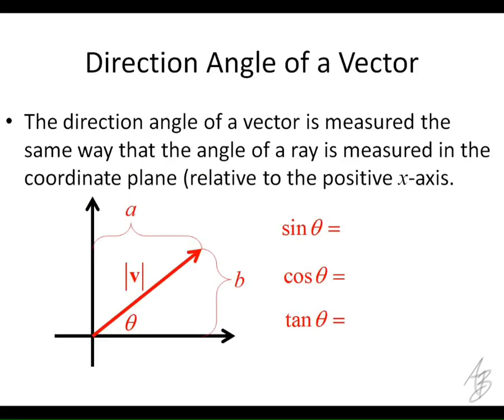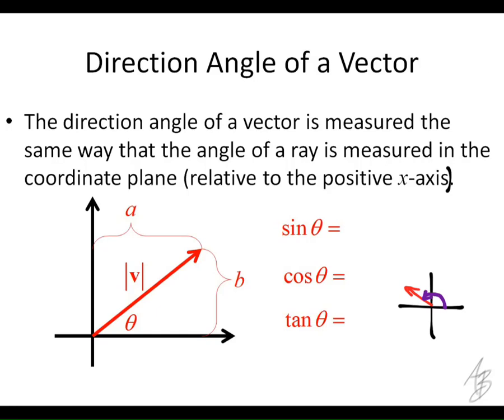Okay, one last thing: the direction angle of a vector. We can use trigonometry to figure out what the angle is. We measure the direction angle the same way that a ray is measured in the coordinate plane, meaning that we do it relative to the positive x-axis. So we would measure the direction angle of a vector by measuring this angle theta right here. If we had a vector, I'm just going to draw one freehand here. Let's say we have a vector right here. The way we would measure that is by measuring this angle right here.